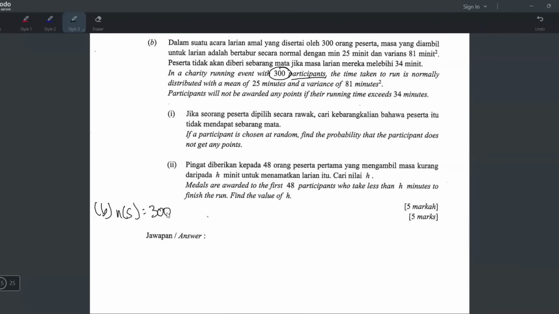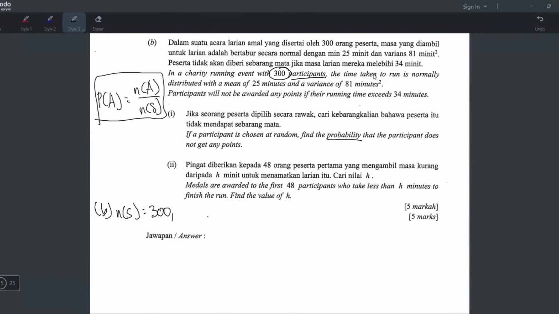It means later you'll high chance be using this formula, P(A) equals NA over NS. Okay, how do we confirm whether we have to use this formula or not? Just look at here. Find probability. Okay, so no need. Find the value of H. But they give you 48, right? So yeah, we have to use this formula later. Okay, this is the simple probability formula. Okay, it's fine, read the question first. So 300 is definitely the total, the NS.